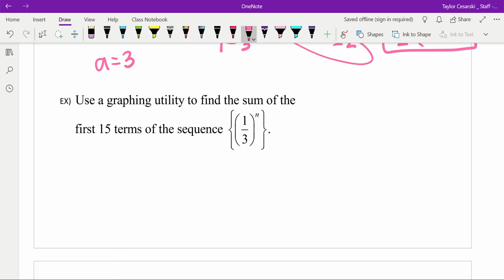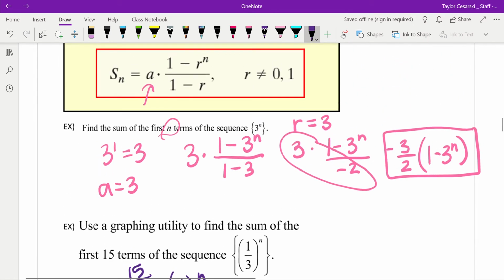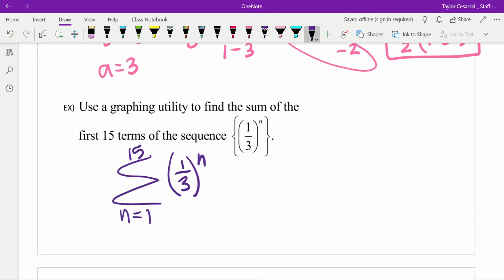Or we know, we learned in the previous section, that we have sigma on our graphing calculator, where we can go n equals 1 to the first 15 terms. That should be 15 up here. Oops, my sigma went away. 15. And then 1/3 to the n. You could write it all out using this formula above, or if you're using a graphing calculator, you could just use the sigma notation. When you type that on your calculator, you should get 1/2.